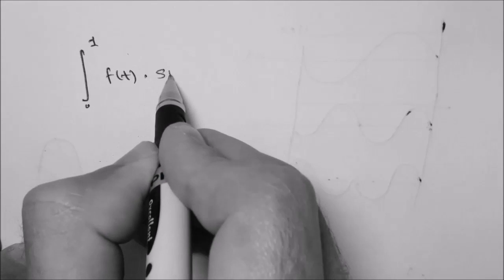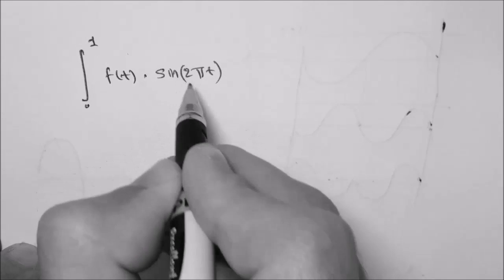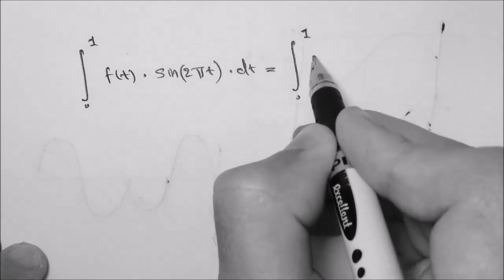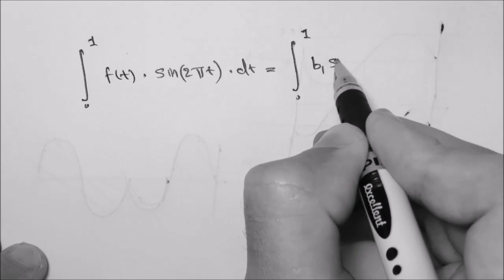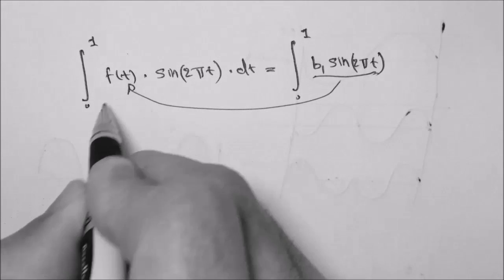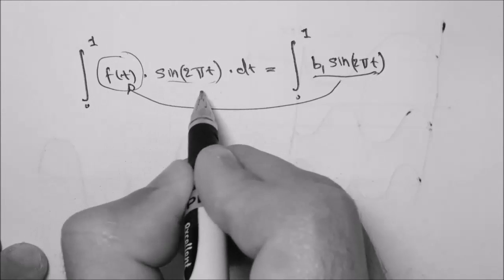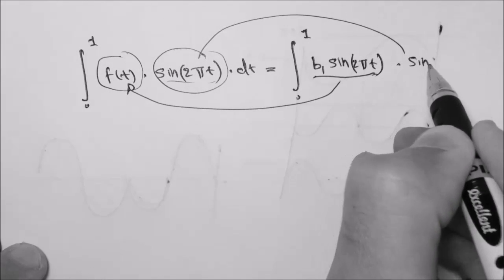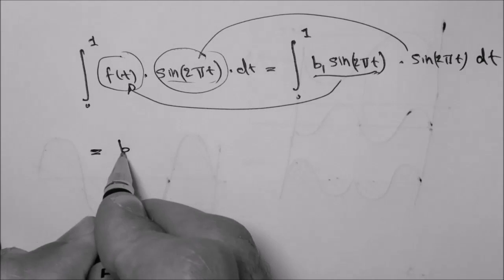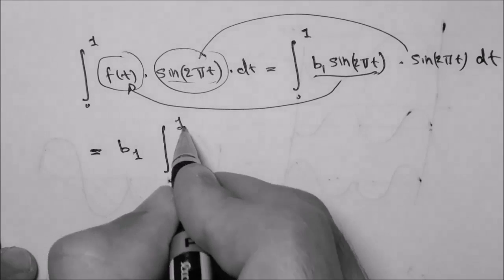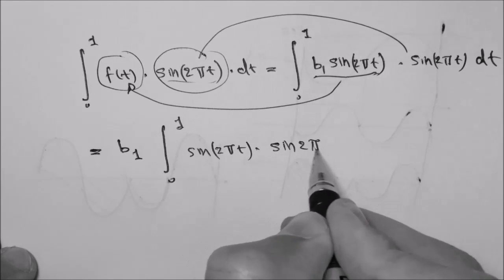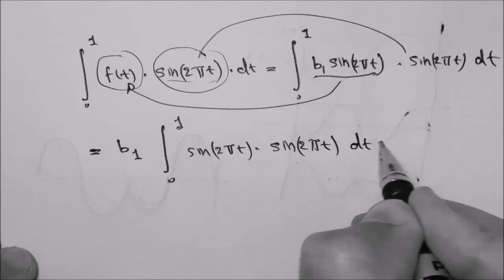The integral of f of t times sine 2 pi t dt equals integration from 0 to 1 for b1 sine 2 pi t. Now what's this? This is the 1 Hertz component inside f of t, since all other components are orthogonal. And this is the sine 2 pi t dt, which equals b1 outside the integration, sine 2 pi t times sine 2 pi t dt.